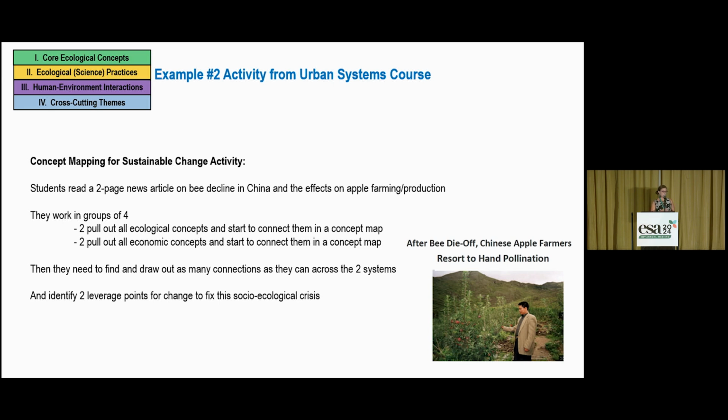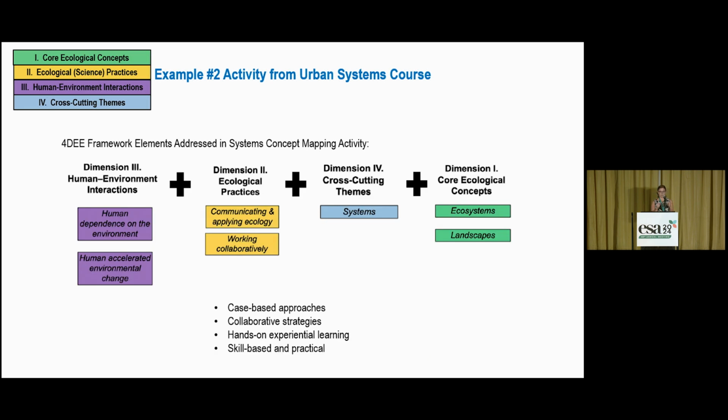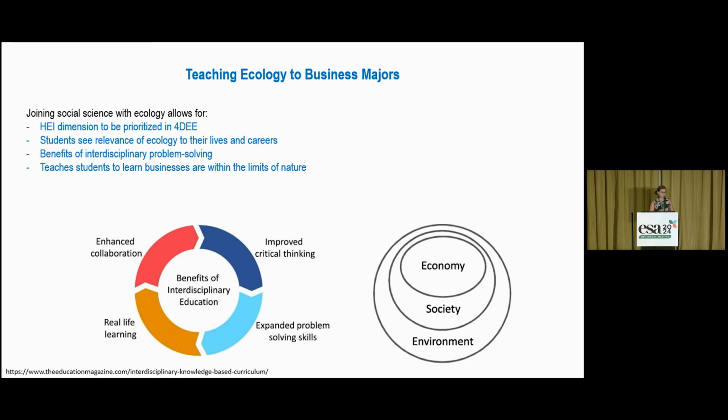This is another one where we take a news article and have students read through it and again pull out those ecological concepts, those social and economic concepts, and then tie them together and ideally find a leverage point to make a change. This is effective because it really is case-based, collaborative, hands-on. They get to actually create something, and it's skills-based and practical. So joining the social sciences with ecology allows the HEI dimension to be prioritized.